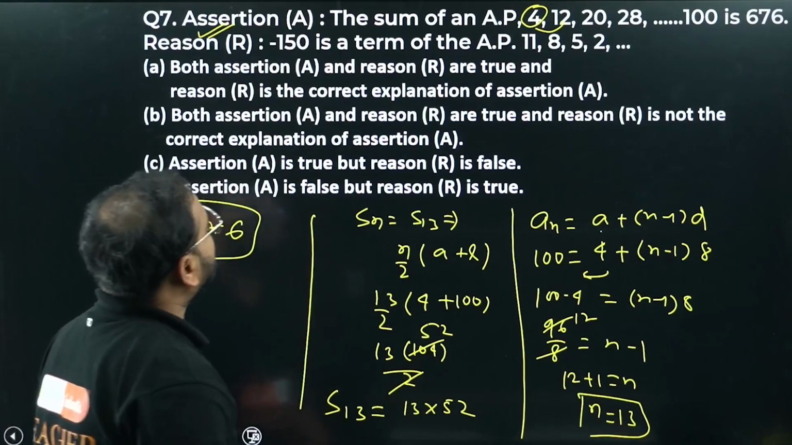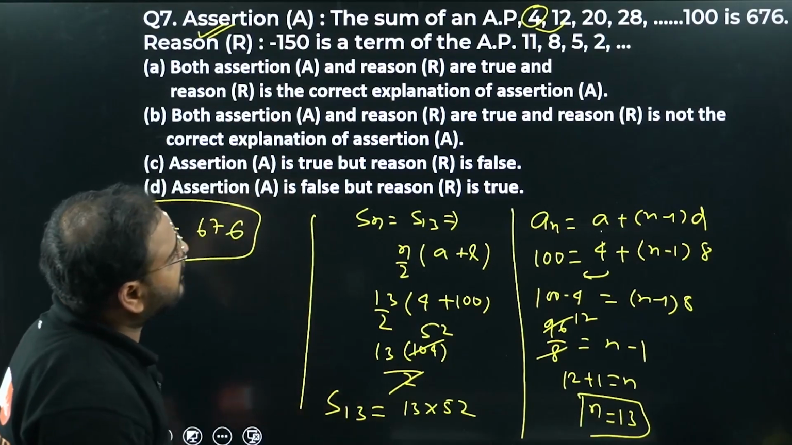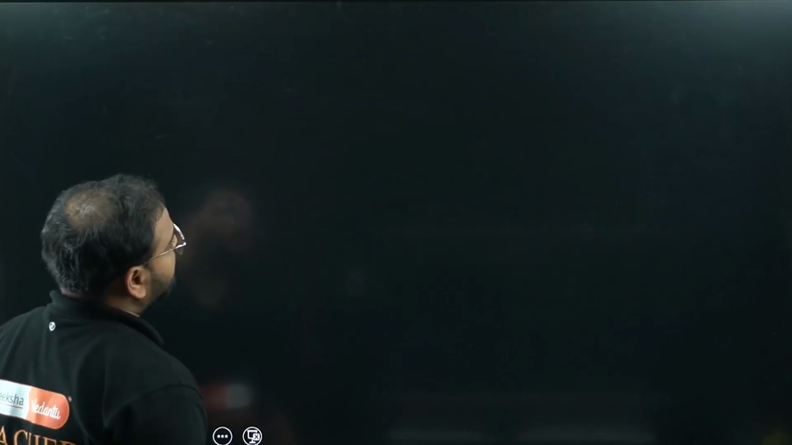Assertion is correct. Let's check the reason. Minus 150 is a term of the AP 11, 8, 5, 2. Check here.